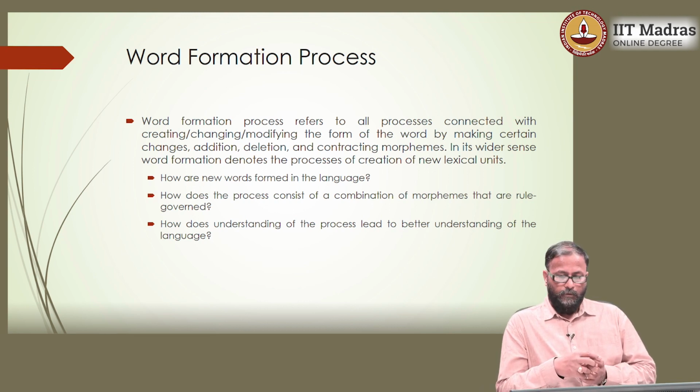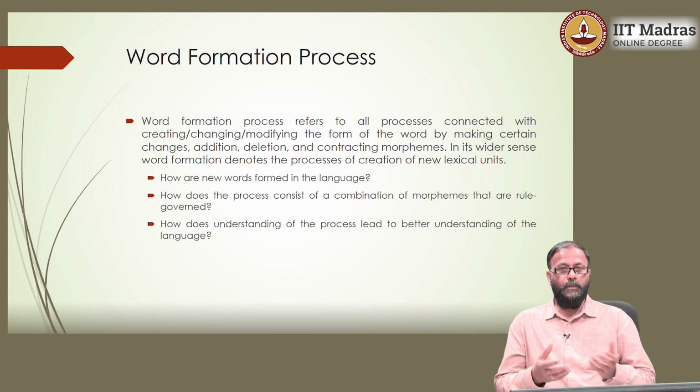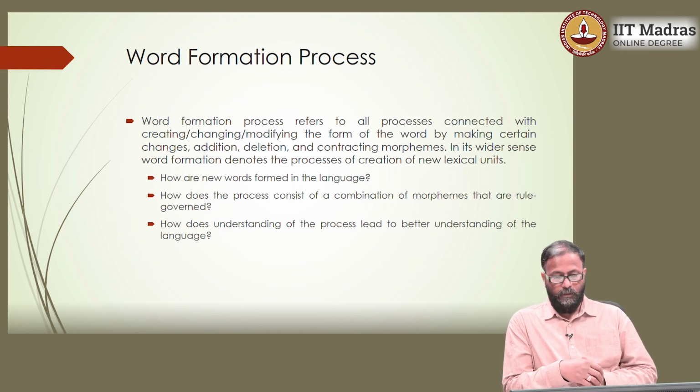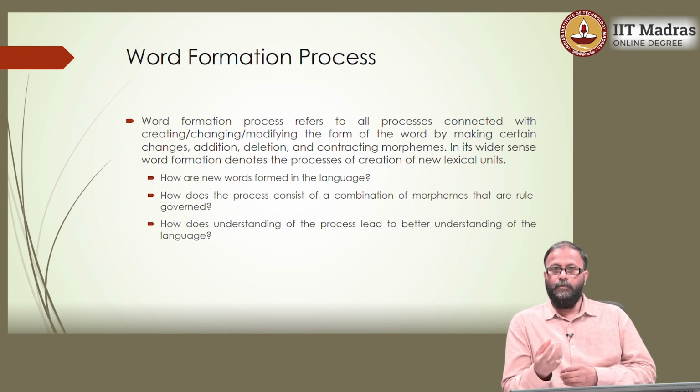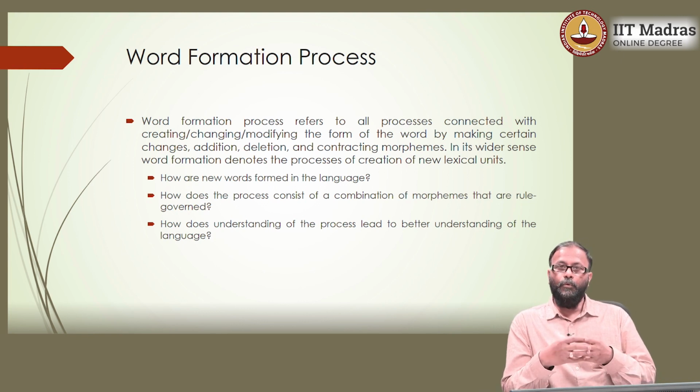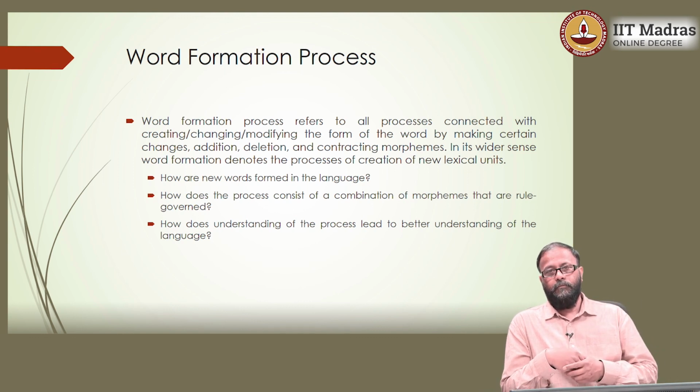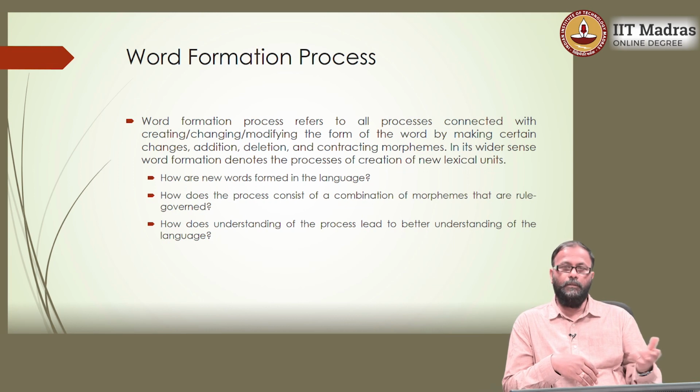So in a wider sense, word formation denotes the process of creation of new lexical units or items in a language, right? So three questions come to mind. How are new words formed in a language? We will just see it right now. How does the process consist of a combination of morphemes that are rule governed? So these combinations, these attachments, gluing something before the word, adding something before the word, adding something after the word. They are not random, they are not arbitrary, they are rule governed. There is a pattern, and these patterns are language specific.